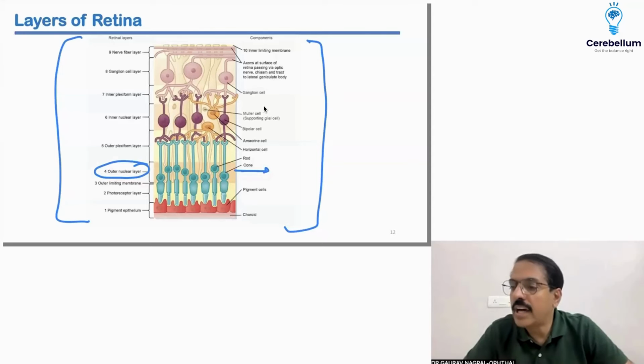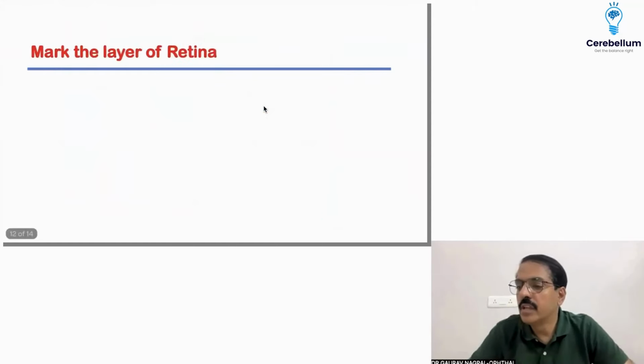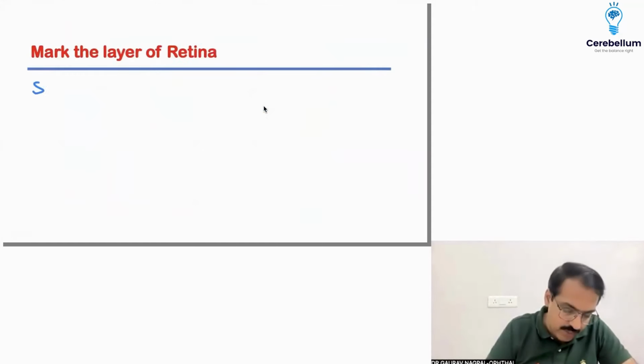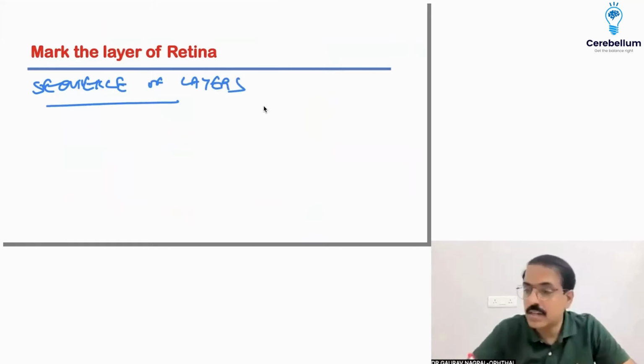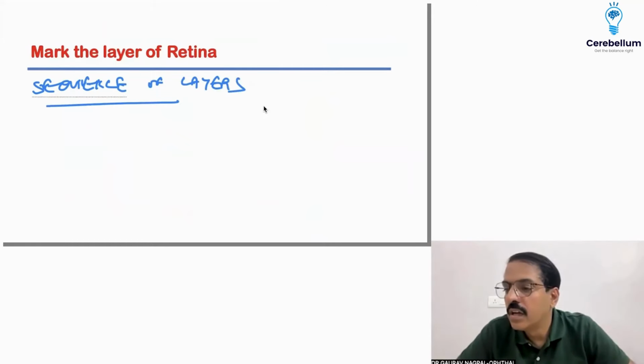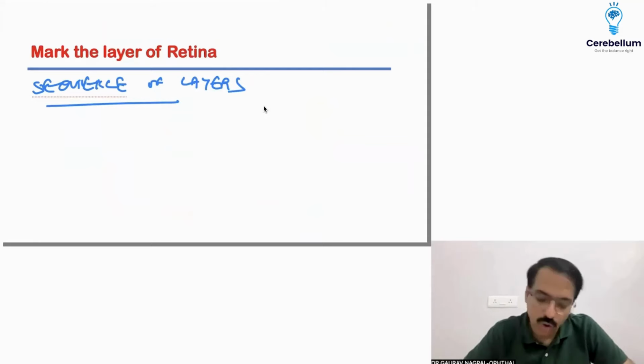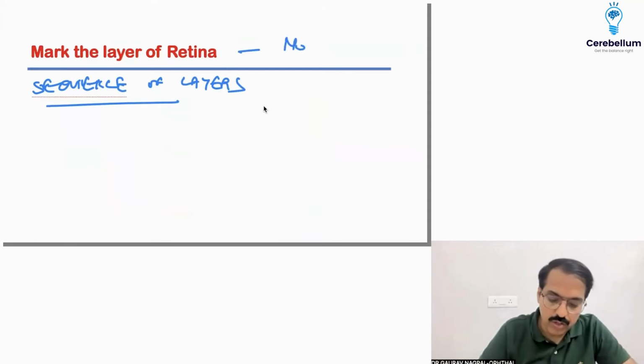Acha, okay, there was no diagram there. They asked for the sequence of layers. If you are saying this, sequence of layers, no diagram. Okay. So there was no diagram. Thank you for the clarification.